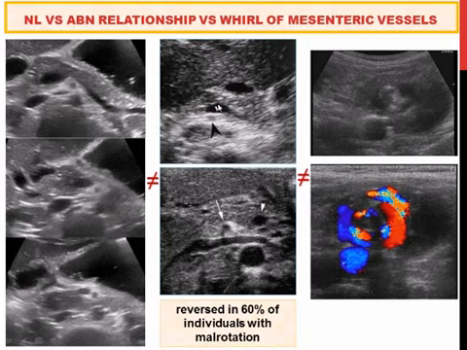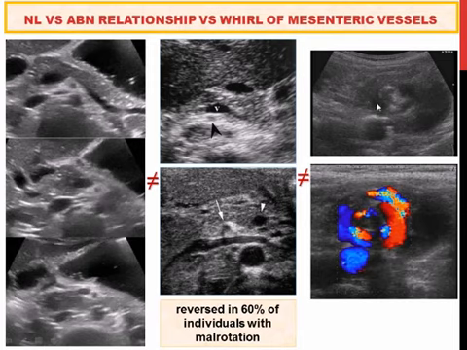If we see the vein anterior to the artery or to the left of the artery, then this occurs with malrotation. So if we see that, it's positive for malrotation. If we don't see that, this patient can still have malrotation.